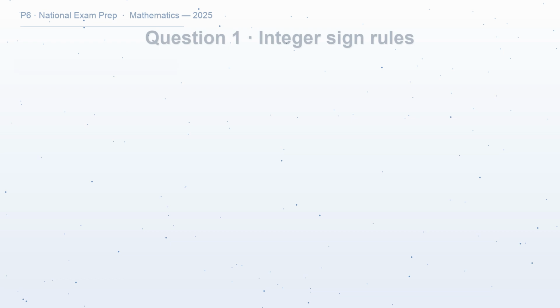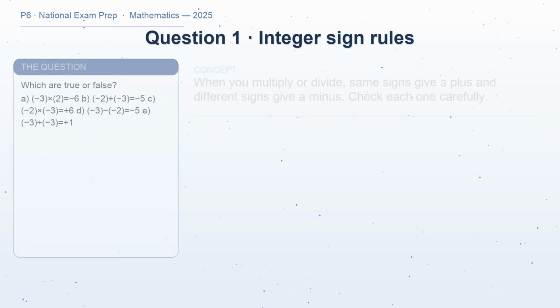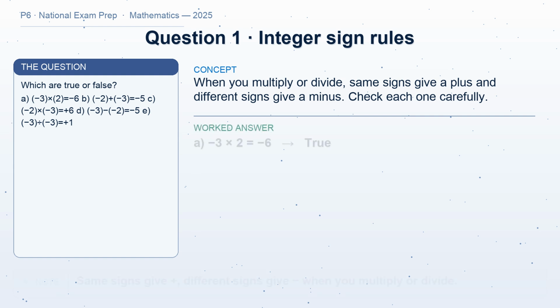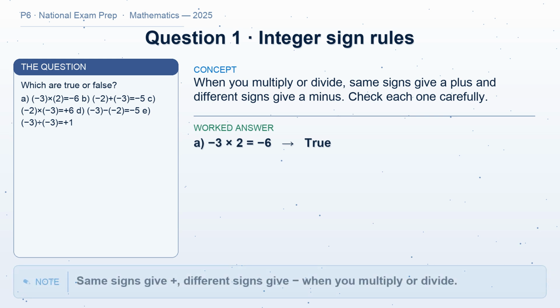Question 1. Let's decide if each one is true or false. Here is the rule to hold on to. When you multiply or divide, the same signs give a plus and different signs give a minus. Part A, minus 3 times 2. Different signs, so the answer is -6. That is true. Part B, minus 2 plus minus 3.